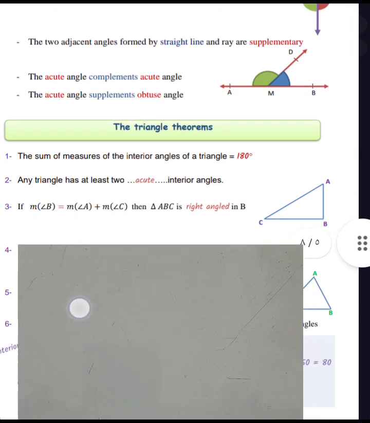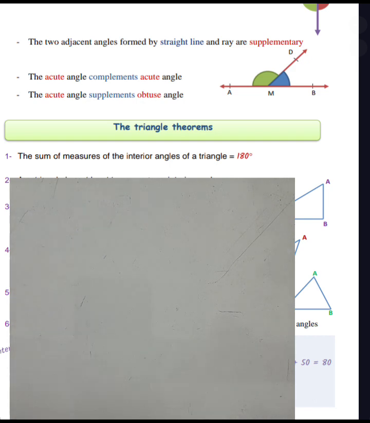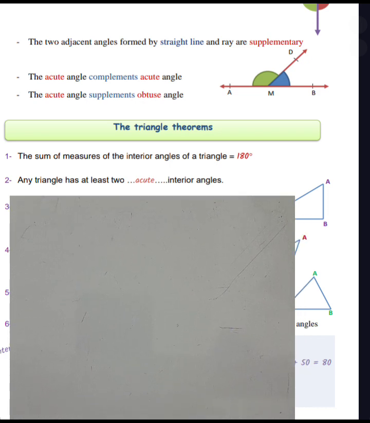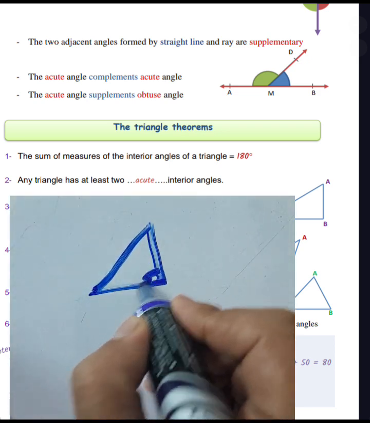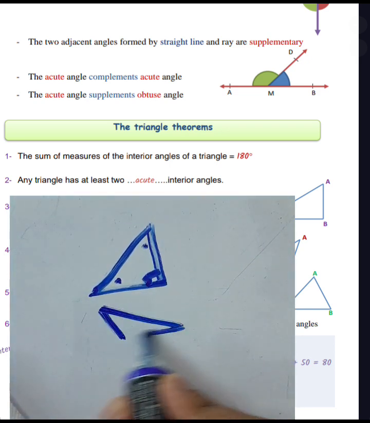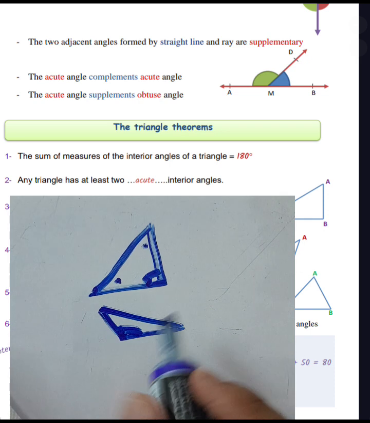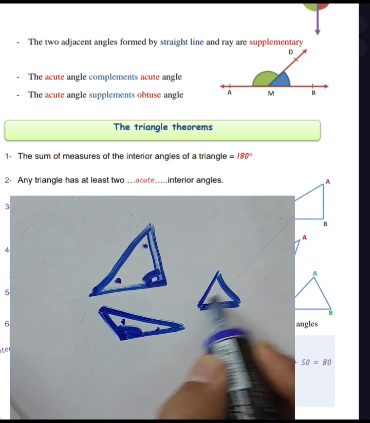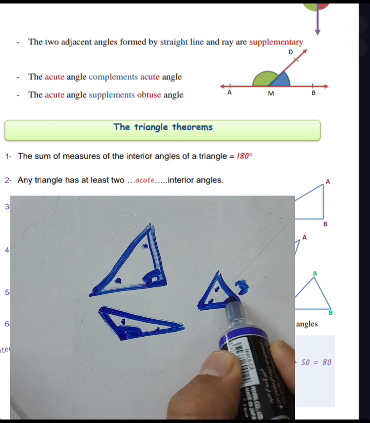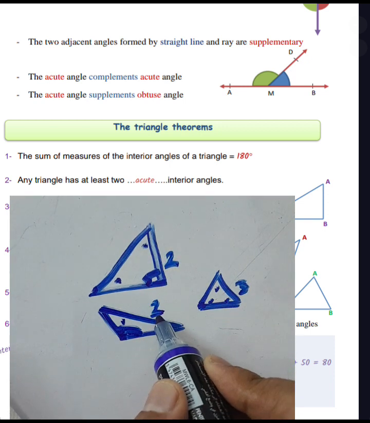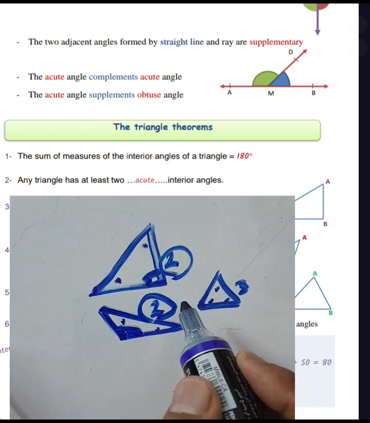The triangle theorem. The sum of the measures of the interior angles of a triangle is 180 degrees. Any triangle has at least two acute angles. In a right angle triangle we have two acute angles. In an obtuse angle triangle, here we have two acute angles. In an acute angle triangle, we have three acute angles. Then in any triangle, at least we have two acute angles.